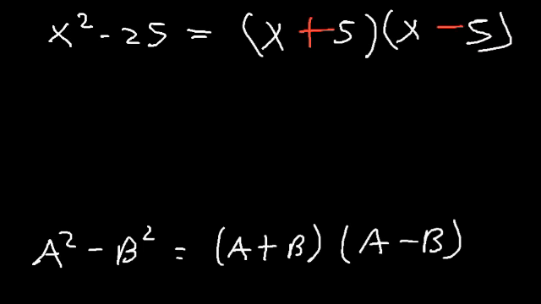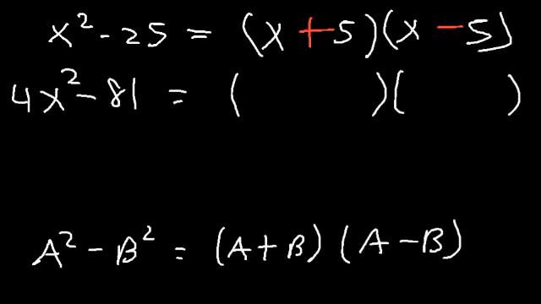So let's say if you want to factor 4x squared minus 81. So what's the square root of 4x squared? We know the square root of x squared is x, and the square root of 4 is 2, so for 4x squared it's going to be 2x. And the square root of 81 is 9. So one is going to be positive and the other is going to be negative.